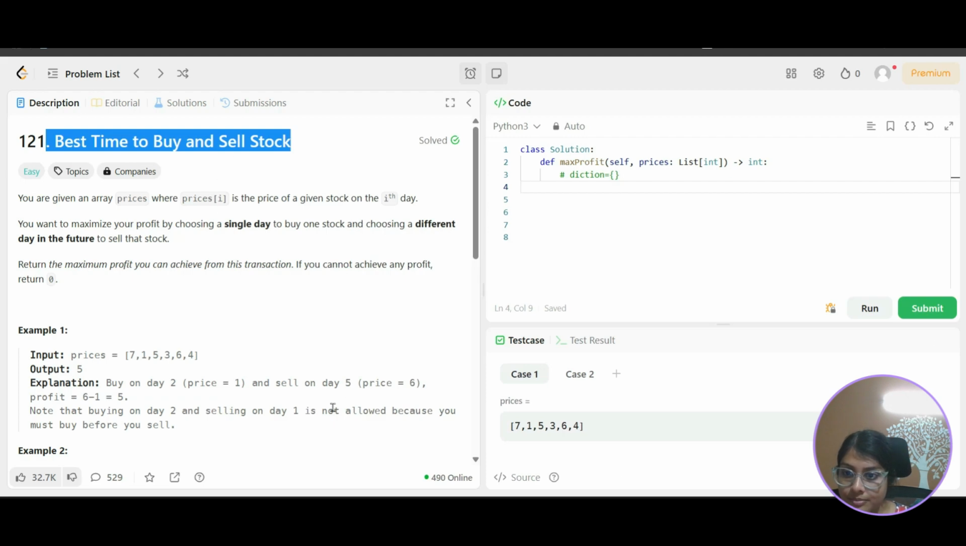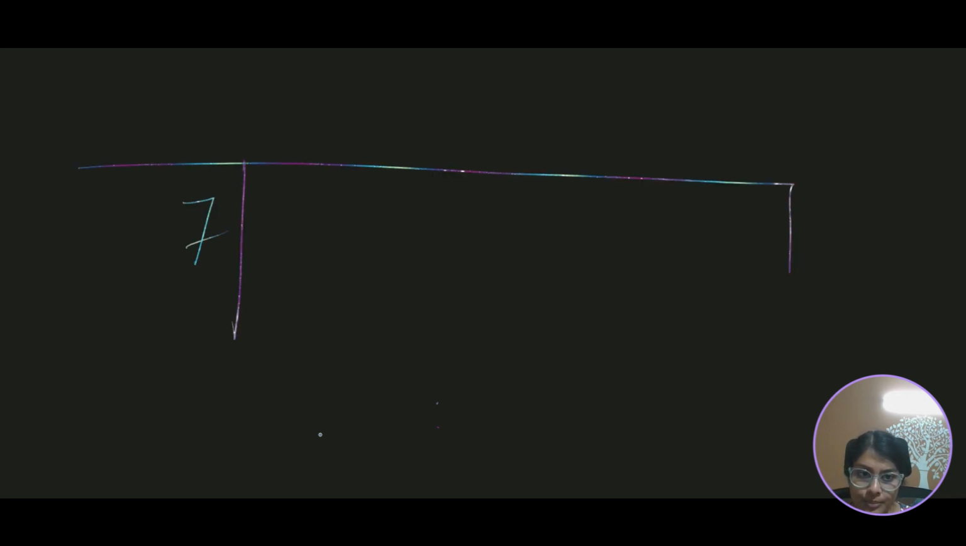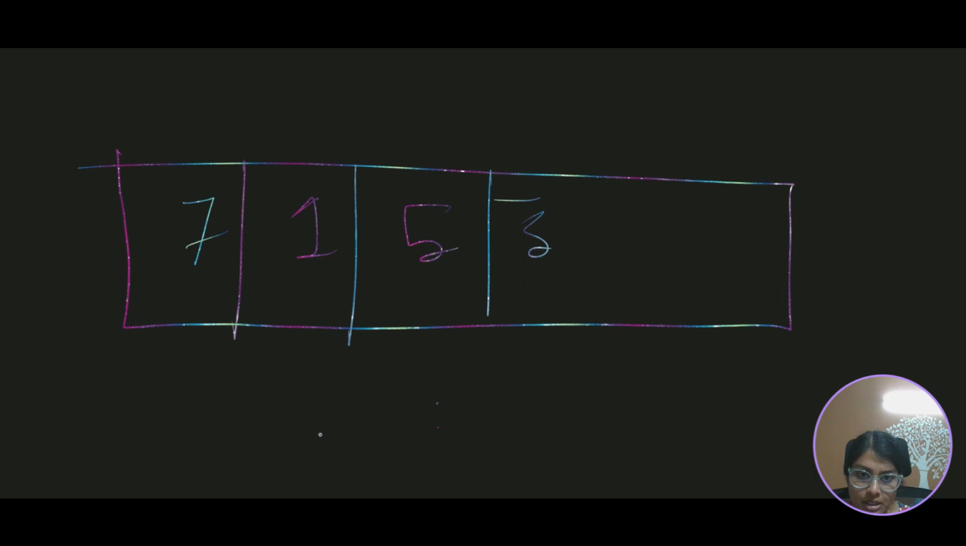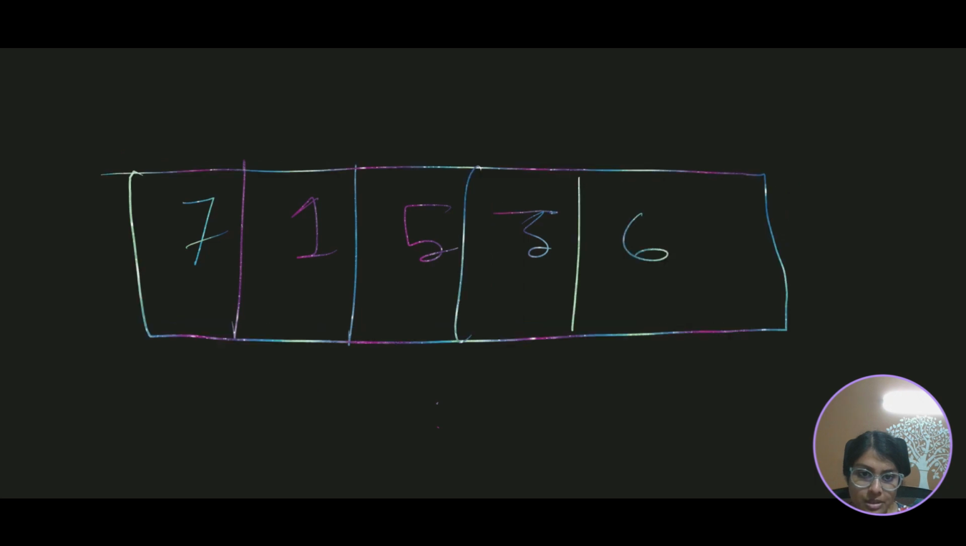Okay, so I think I've got an idea of how to solve this. Let's just write the array down: 7, 1, 5, 3, 5, 3, 6, 4. Okay, so that is the case here.